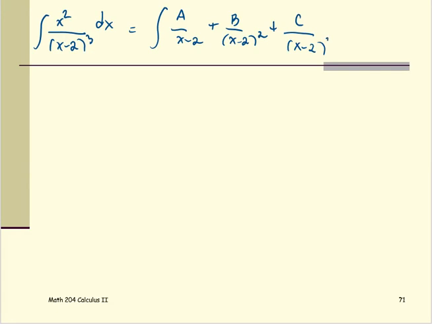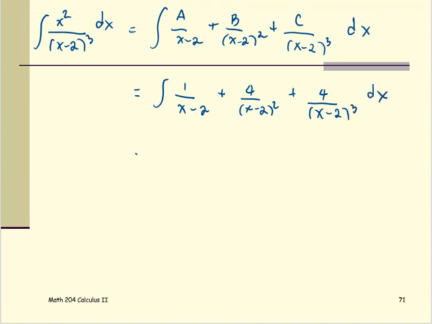So the integral of x squared over quantity x minus 2 to the third power with respect to x decomposed to be a divided by x minus 2 plus b divided by quantity x minus 2 squared plus c divided by quantity x minus 2 to the power 3 with respect to x. My a is 1, so it's going to be 1 over x minus 2. The b is 4, so 4 divided by x minus 2 squared. And c is 4 as well, so plus 4 divided by x minus 2 to the power 3 with respect to x.